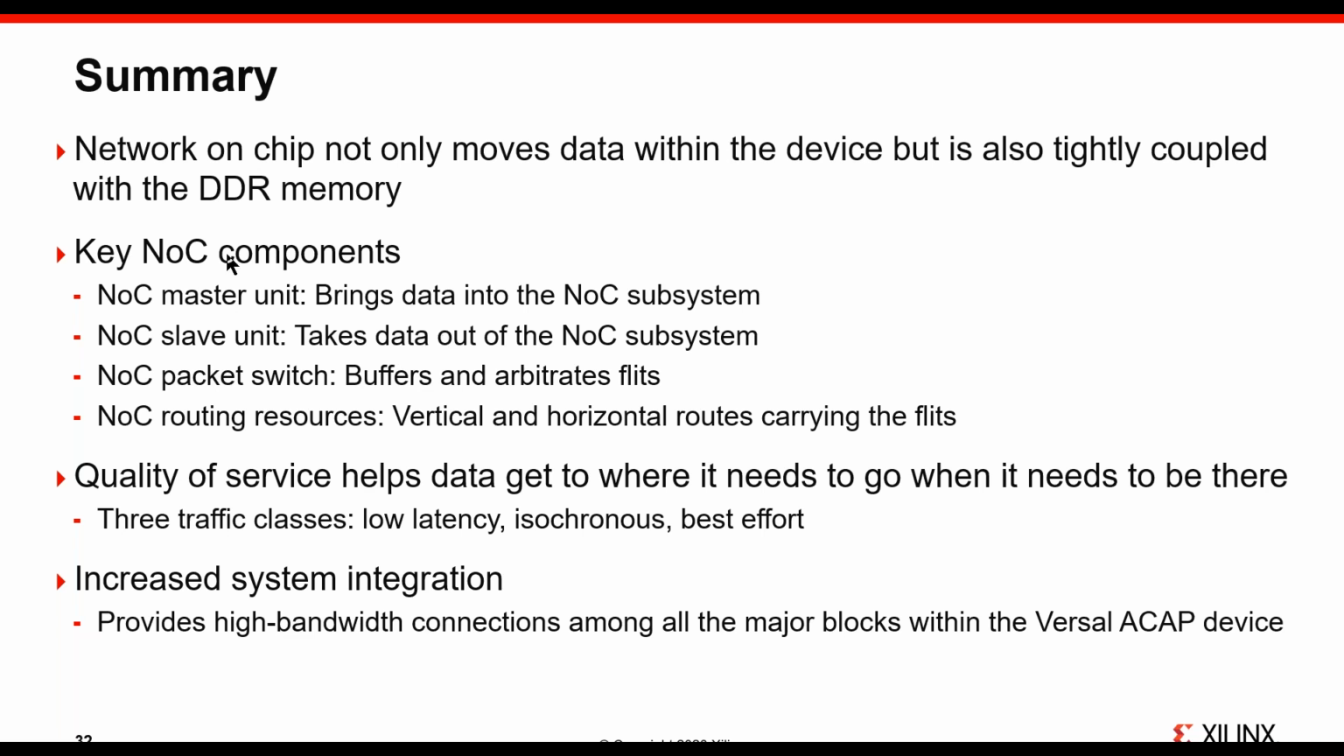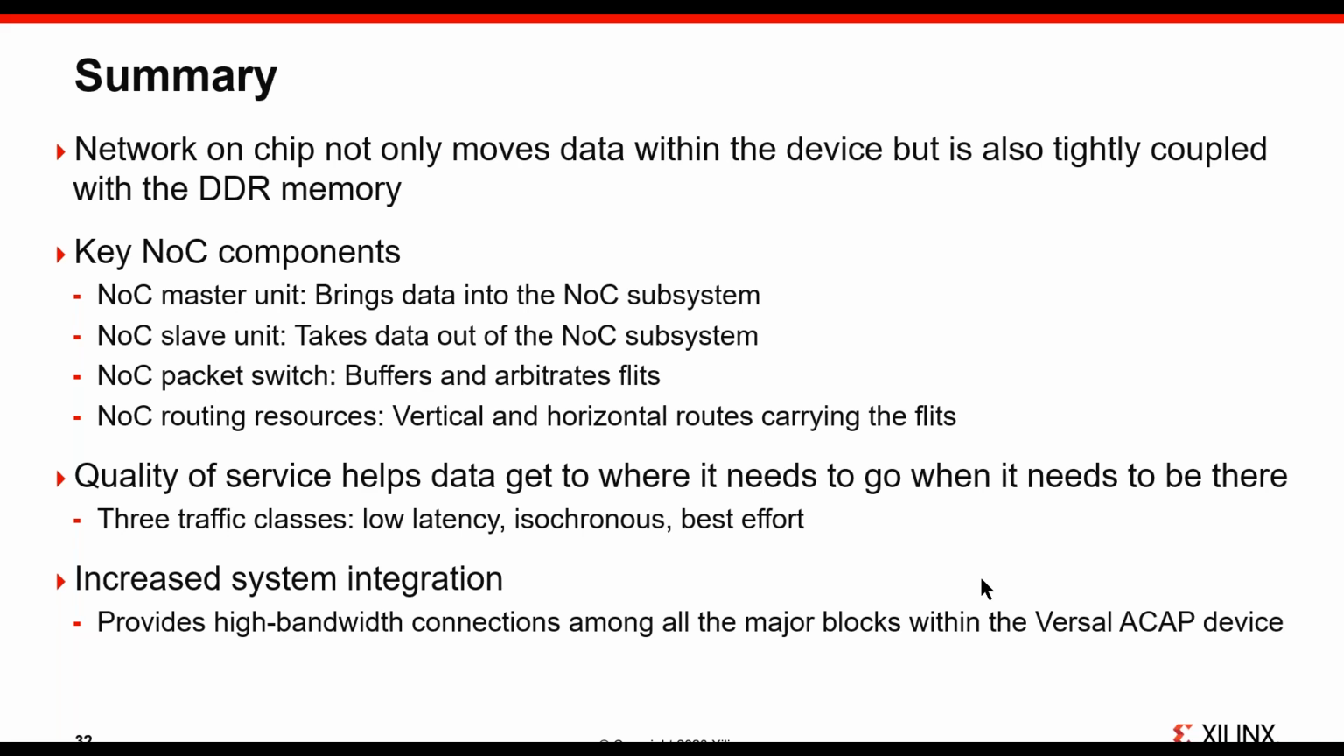We talked about the key components of the NoC, which are the master units, the slave units, the packet switching, and of course the routing resources that tie all of these things together. We took a brief look at the quality of service for the 3 traffic classes that are available: low latency, isochronous, and best effort, as well as the 8 virtual channels that are available per packet switch as you work your way through.